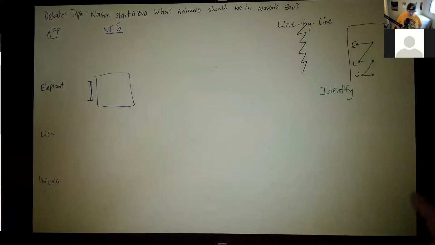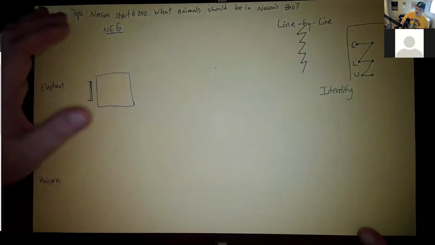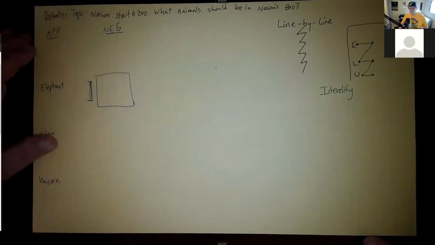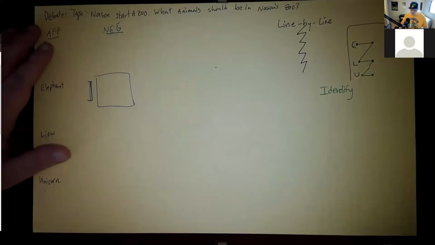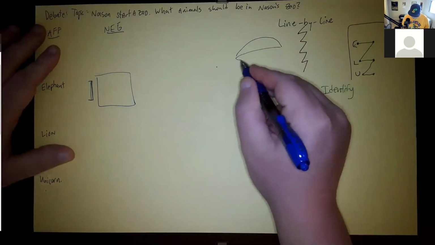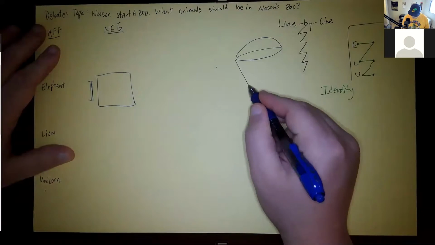So the first one, Nason, I don't know if 7-Eleven has these in the United States. I always draw them. They look like this.